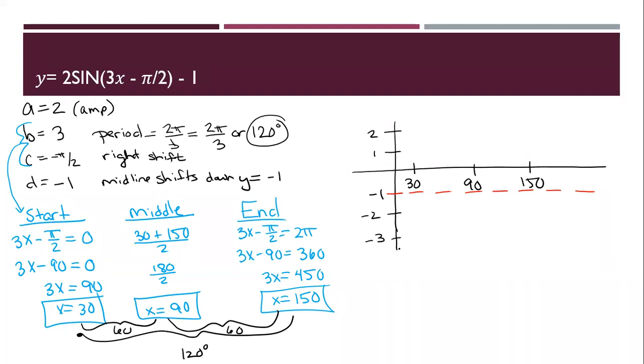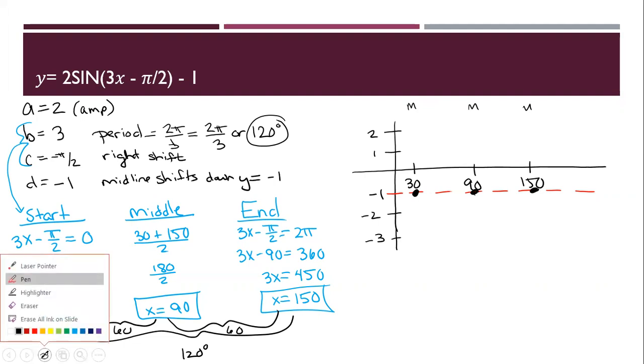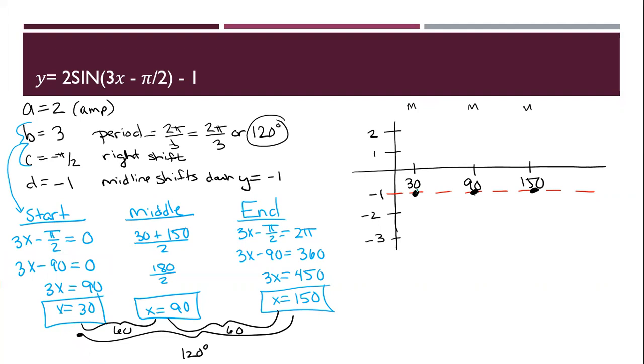This is a sine wave. Sine is middle, middle, middle. So at 30 degrees is the starting. I'm on the midline, midline, midline. I'll make this a different color to make it easier to see. Middle, middle, middle for sine.